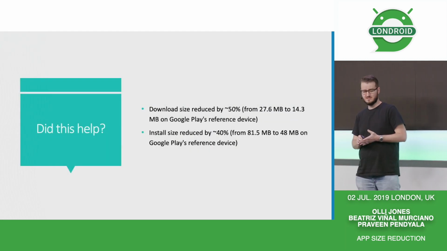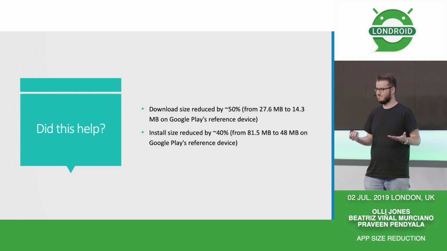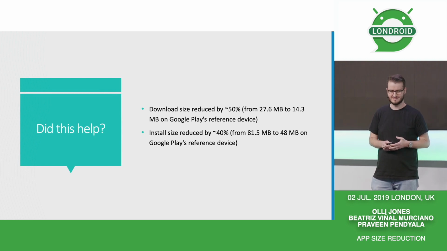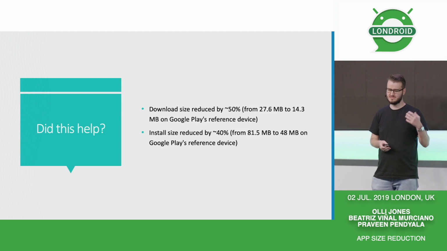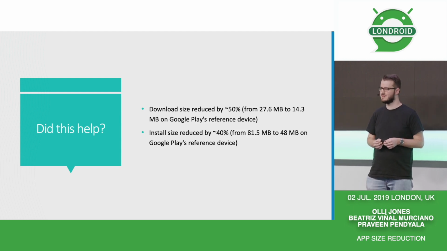And we can see the headline figures here are really, I'm quite proud of these numbers, actually. So we see that the download size reduced by 50%. So we went from 28 megabytes all the way down to 14 megabytes. And we can see that the install size for our end users is down by about 40%. So that's from 82 megabytes all the way down to 48 megabytes.